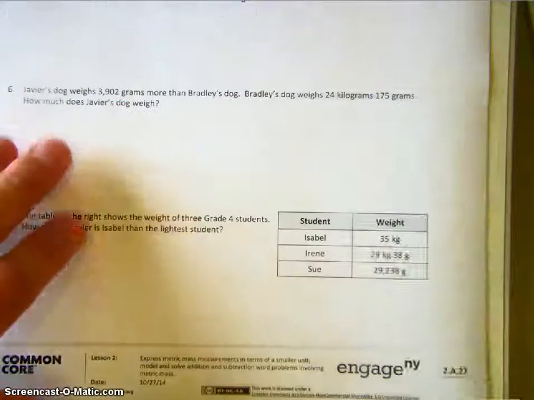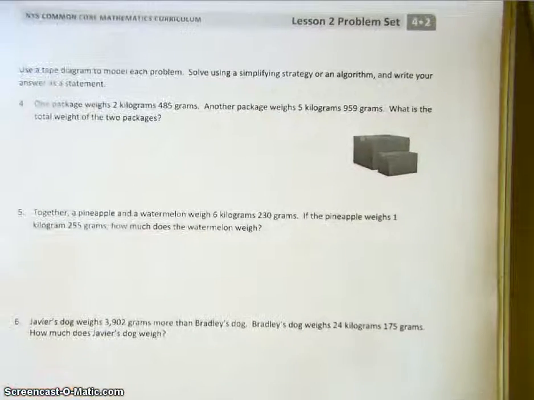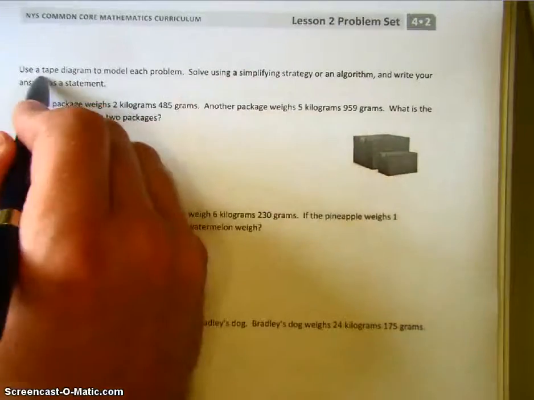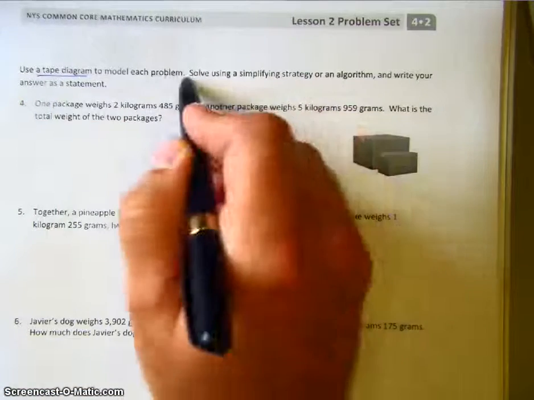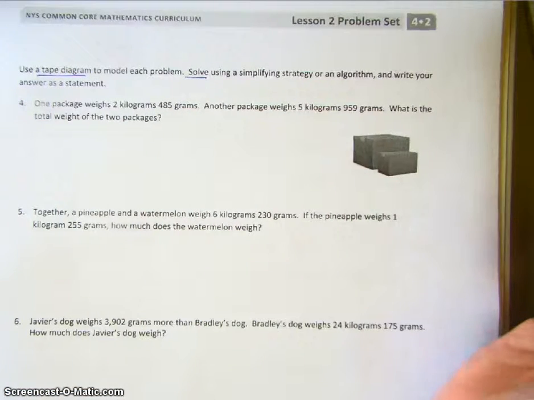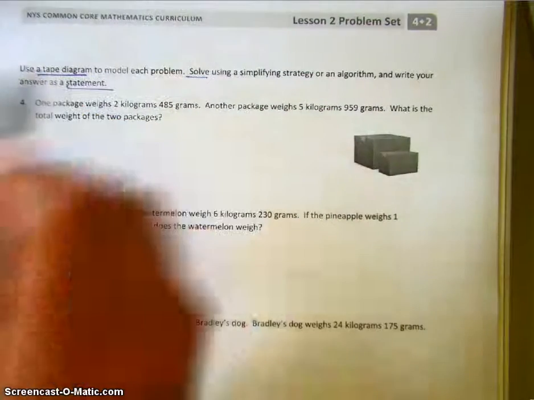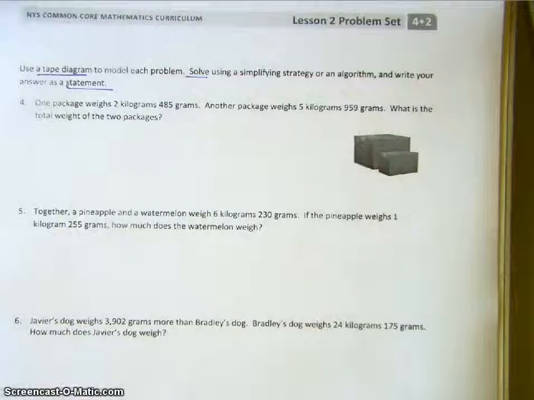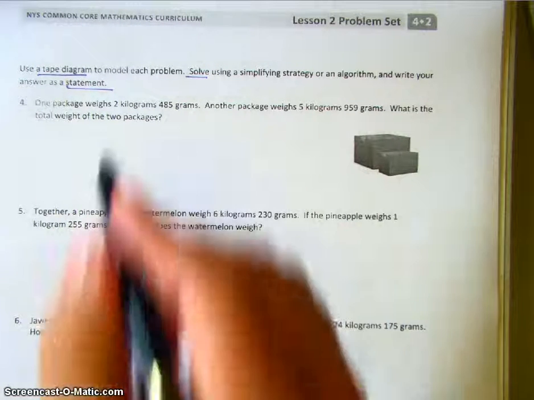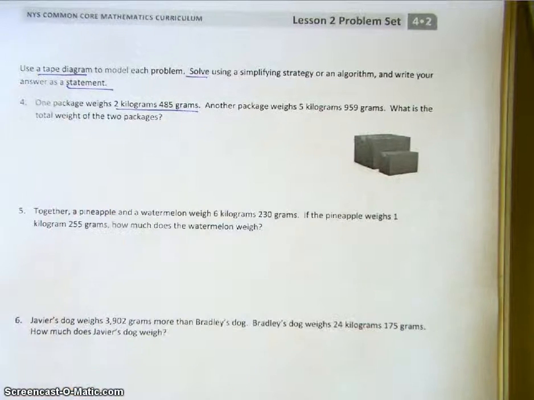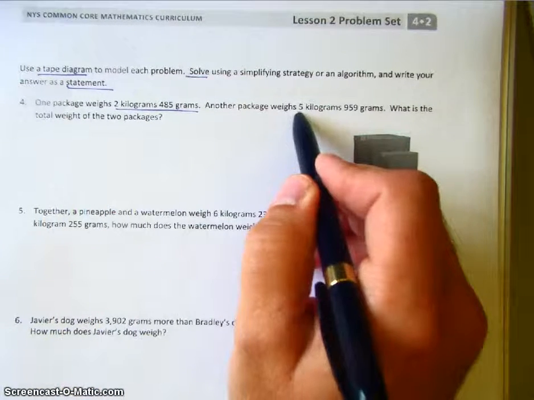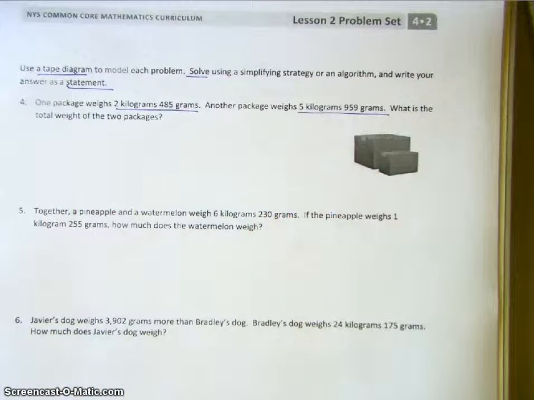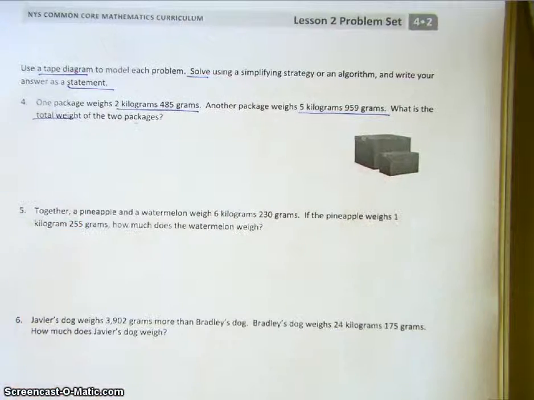Moving on now to some word problems. Just like our regular word problems, we have a tape diagram. We're going to solve it using a simplifying strategy or an algorithm, and then we're going to write our answer as a statement. So number 4, we have one package weighs 2 kilograms, 485 grams. Another package weighs 5 kilograms, 959 grams. We want the total weight of the 2 packages.